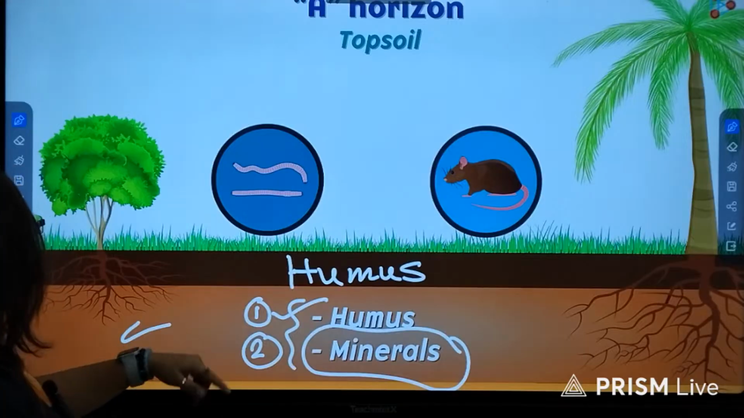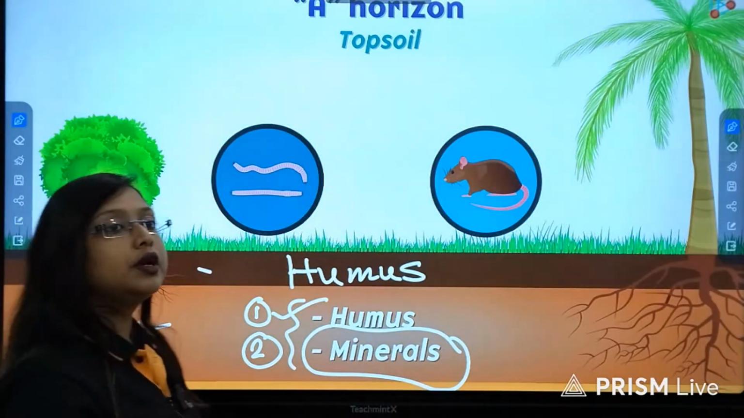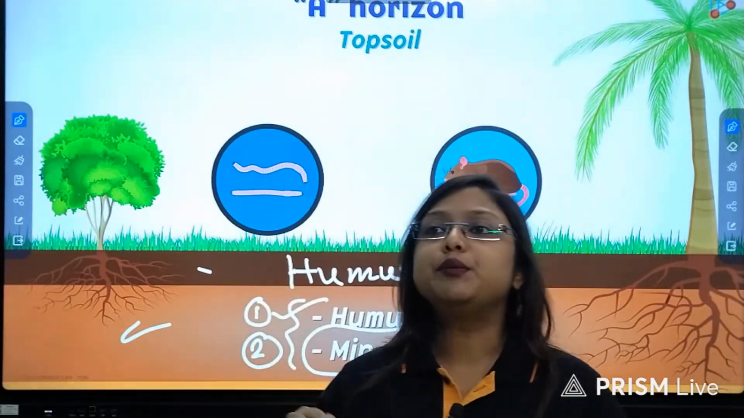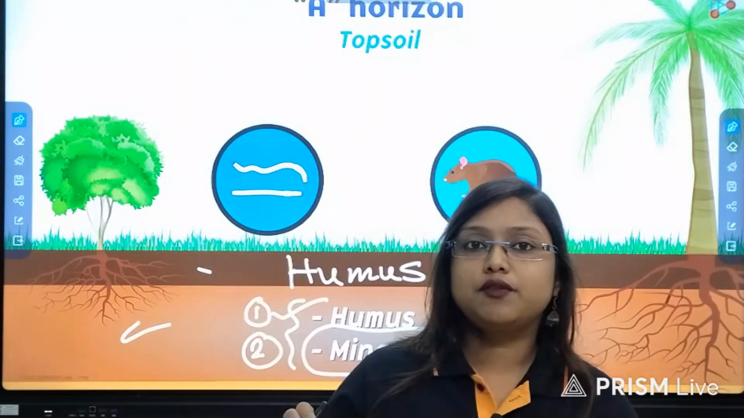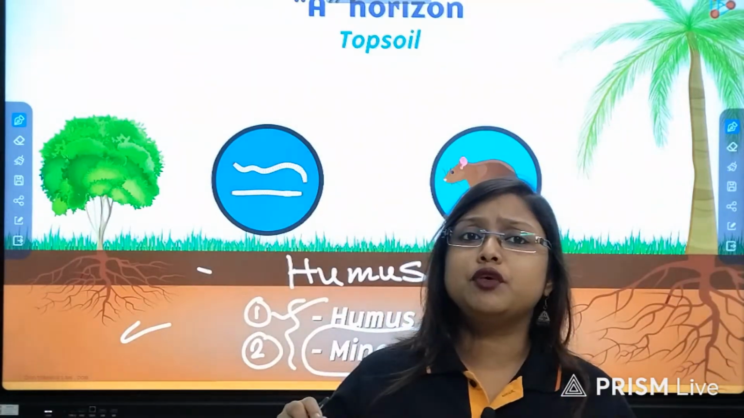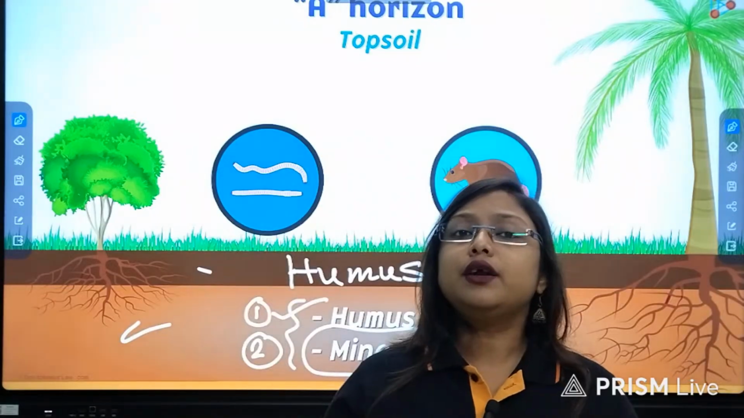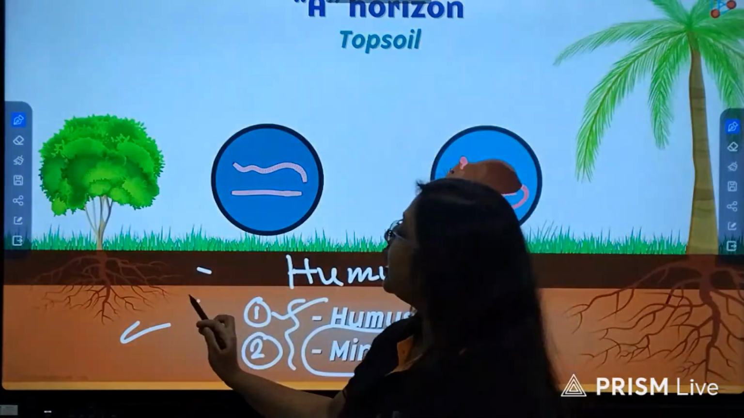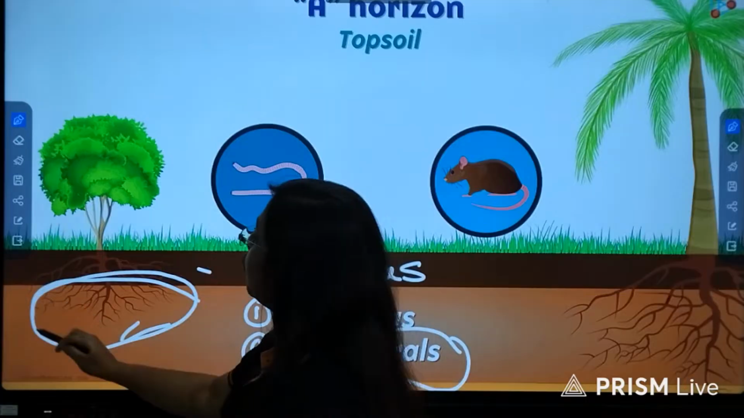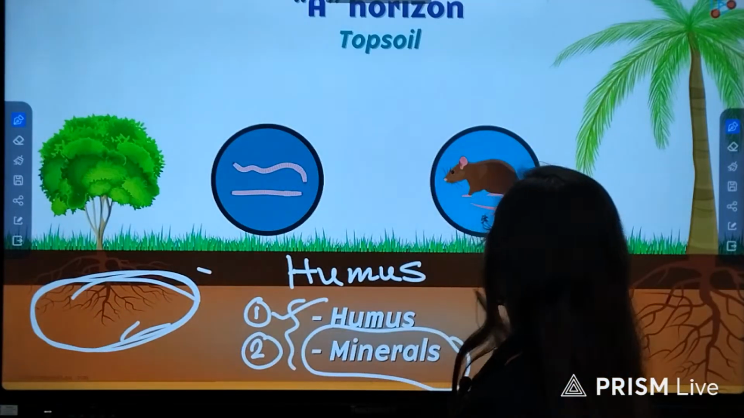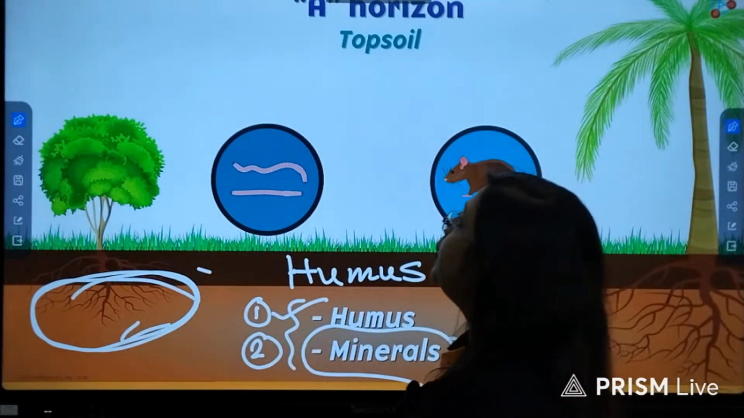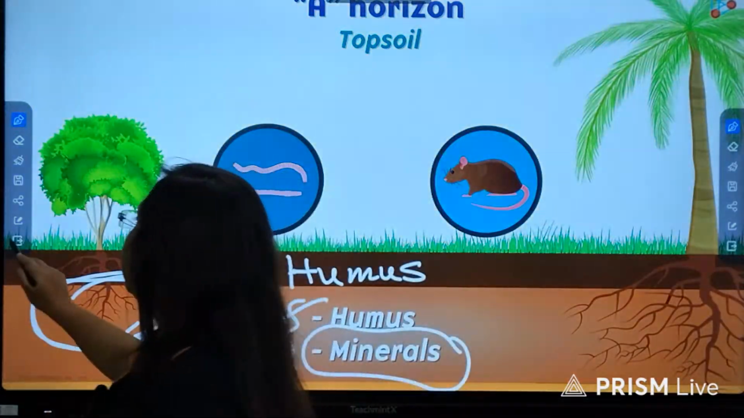So there are two things here. Think about it: if you are getting two of your favorite foods in one place, and only one of your favorite foods somewhere else, where would you like to go? Just like that, plants like to grow, or grow well, in this particular part. Which part? The topsoil part, or A horizon, okay?